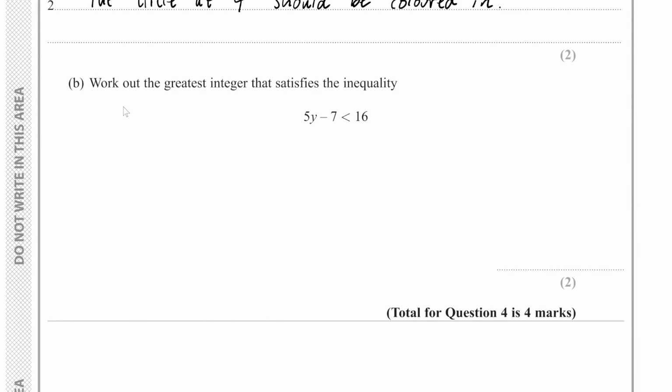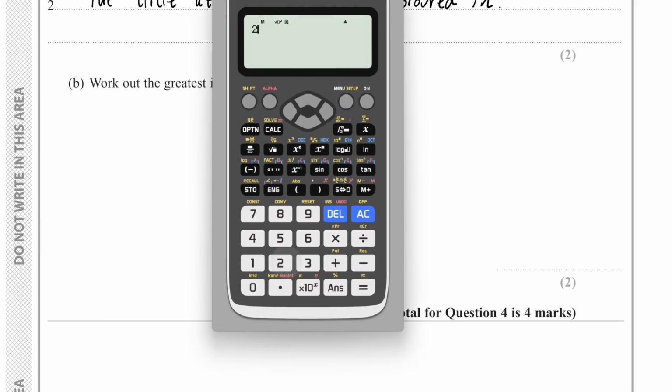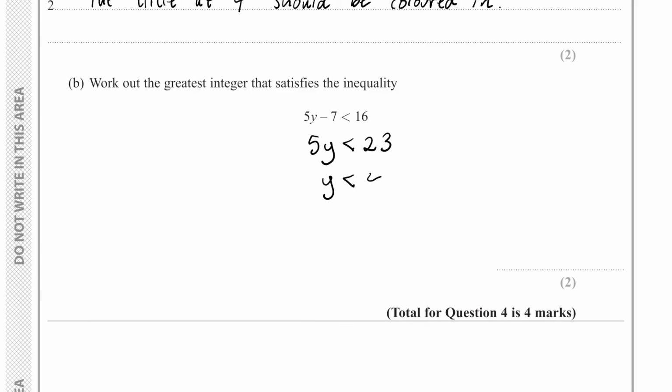Part B, work out the greatest integer that satisfies the inequality. So the biggest thing y could be that makes this true. If we add 7 to both sides, 5y is less than 23, and divide both sides by 5, and 23 over 5 is 4.6. So y has to be less than 4.6.